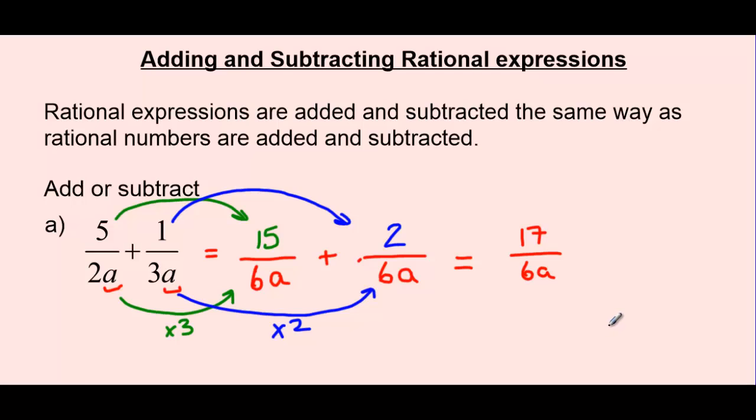We can't forget to mention the restrictions. So our restriction here is that a can't equal 0. And we can see that if a was 0, our denominators would equal 0.